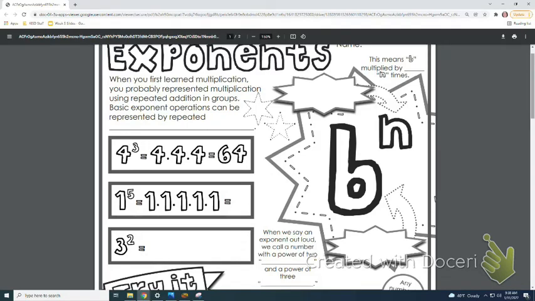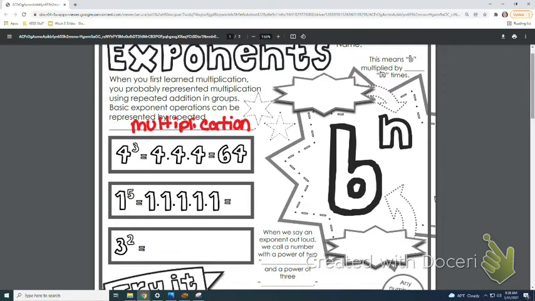All right, so let's go over exponents really quickly. When you first learn multiplication, you probably represented multiplication by using repeated addition in groups. Basic exponent operations can be represented by repeated multiplication. So we're going to repeat multiplication. And the way that it's set up tells us what to do.